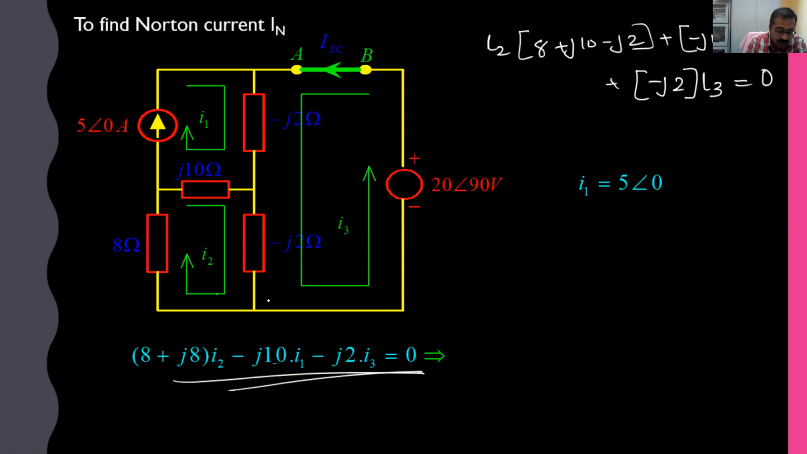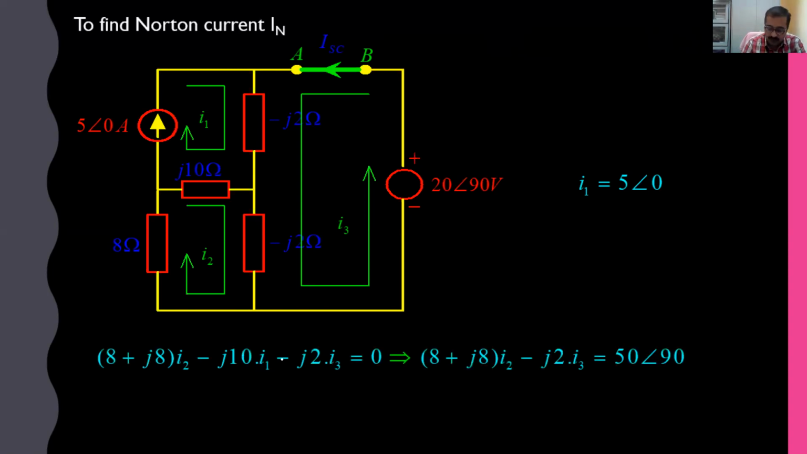Okay. So I1 we already know is nothing but 5 angle 0. Just substitute that, and you will get some non-zero value, which can be taken to the other side. Then you will get an equation of this kind: 8 plus J8 into I2 minus J2 I3 equals 50 angle 90.